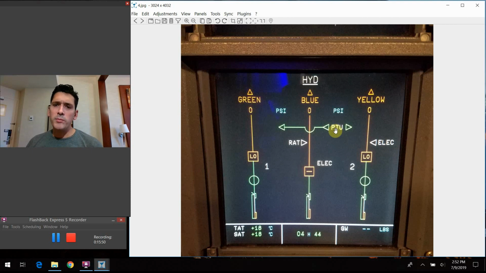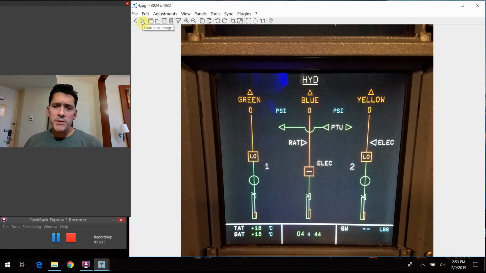And of course we have the PTU here, which once again mimics the graphic that we saw in the overhead panel, where it tells us that hydraulic power or potential could flow either way through the system. There's no interconnection between the blue system and the green and the yellow system. And right now the PTU is doing nothing. So these arrows are just open here, and it looks as it does.